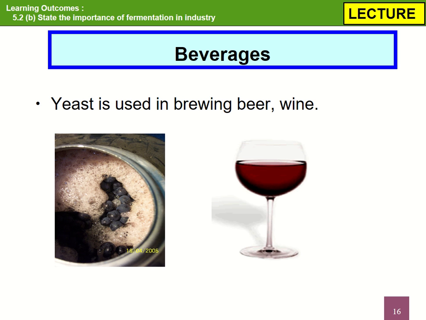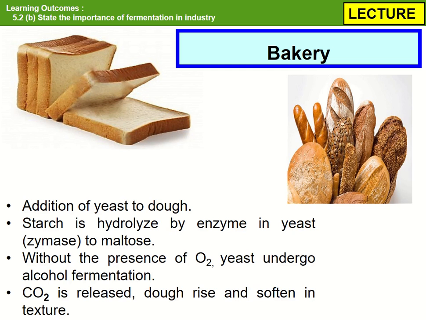Another example is yeast, which is used in brewing beer and wine. In bakery, yeast is added to the dough. Starch is then hydrolyzed by enzyme in yeast to maltose. Without the presence of oxygen, yeast will undergo alcohol fermentation. Carbon dioxide is released, and the dough will rise and soften in texture.